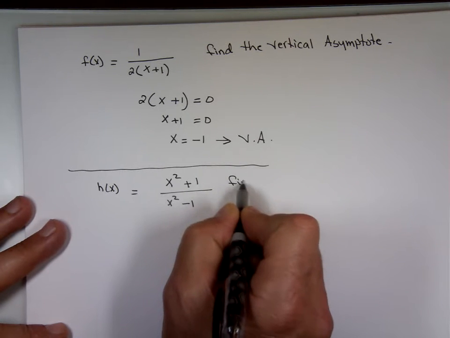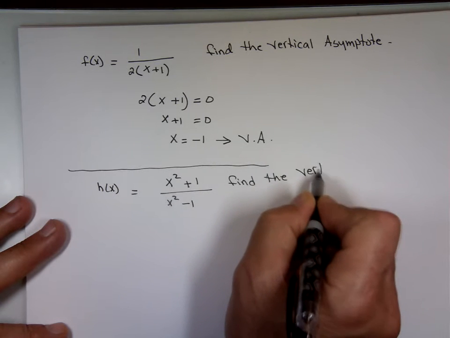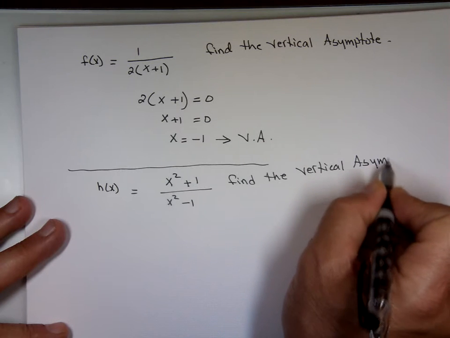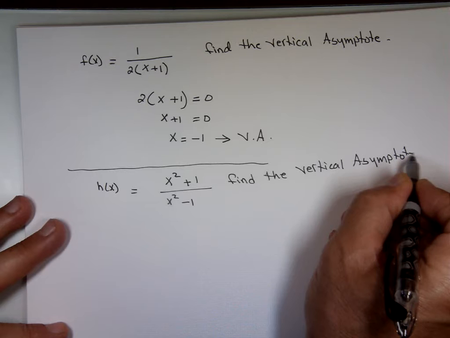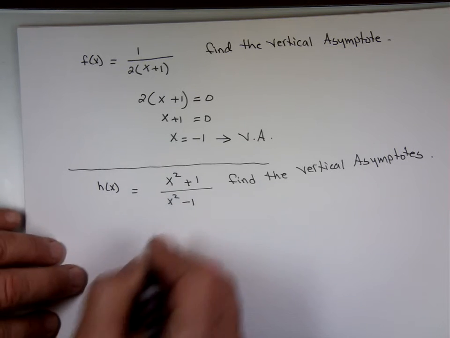Find the vertical asymptotes. I will give you a hint. I said asymptotes with an S. Plural. That means more than one. Again, what do we do? Ramon said take the bottom, set it equal to 0. Find out what makes the bottom 0.